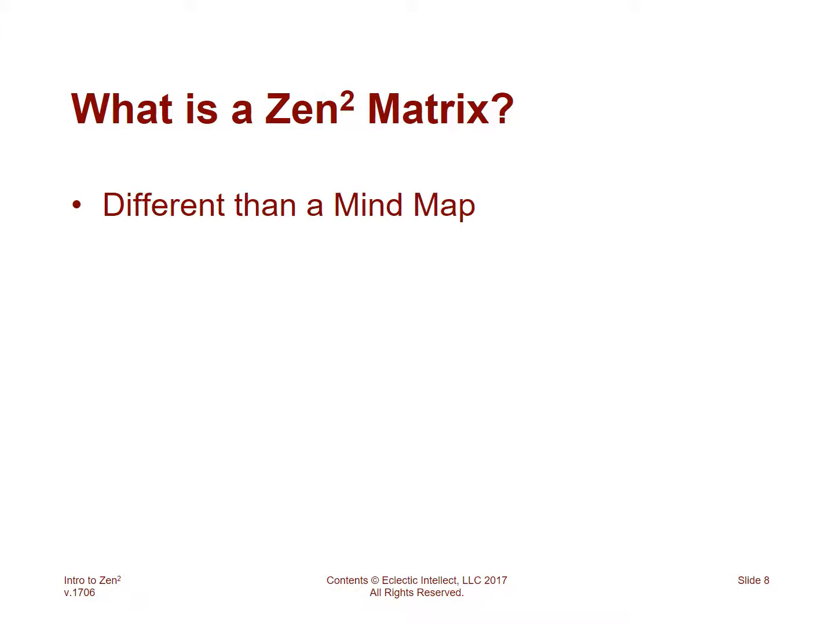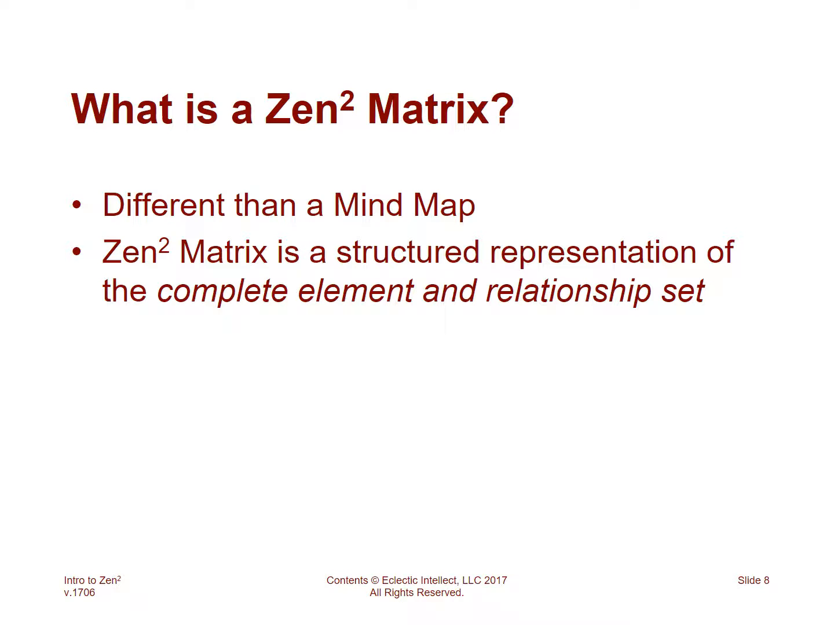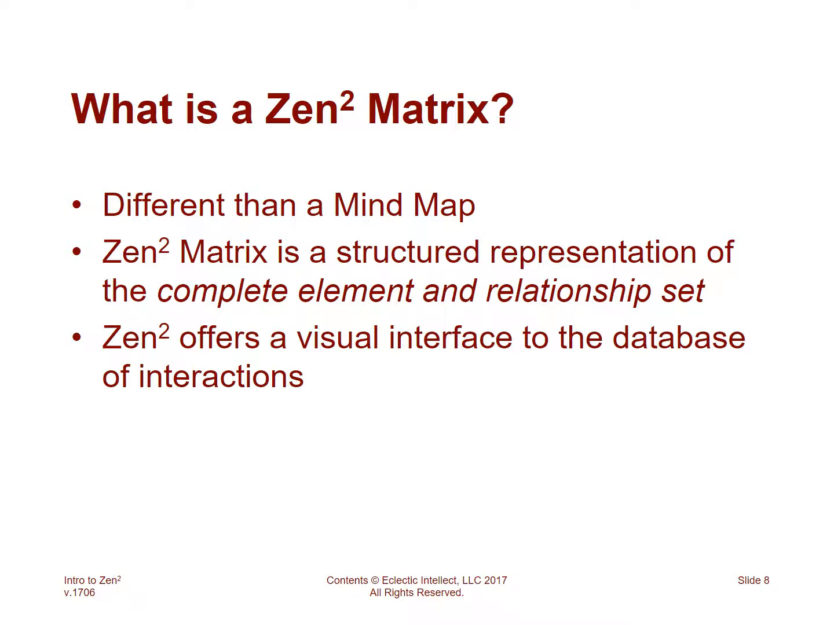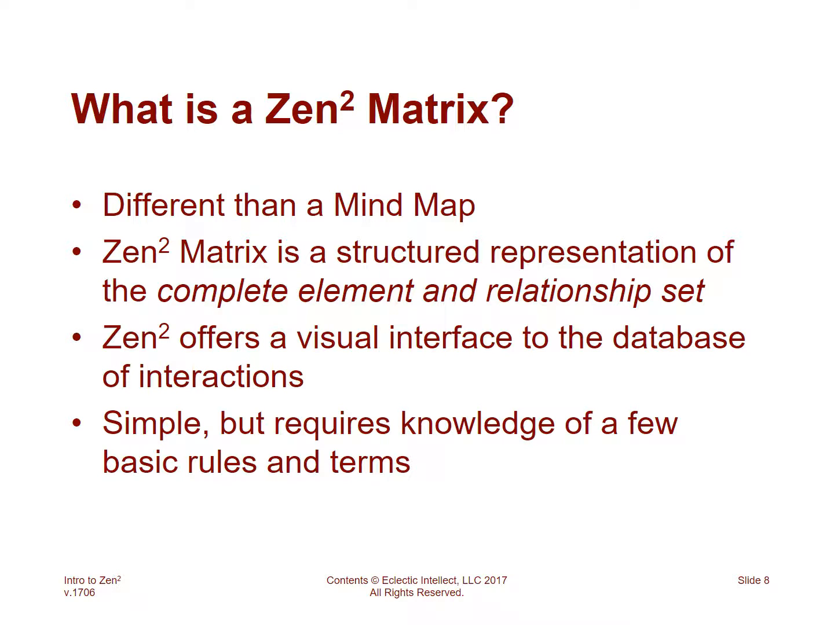So what is a Zen-squared matrix? Well, first off, as we've mentioned, it's different than a mind map. A Zen-squared matrix is a structured representation of the complete element and relationship set. That gives it a kind of a power that's not available through the conventional mind map. Zen-squared offers a visual interface to the database of interactions that exist within any set of elements. It's a very simple tool, but it requires knowledge of a few basic rules and terms for people to be able to use it as part of an organizational structure.